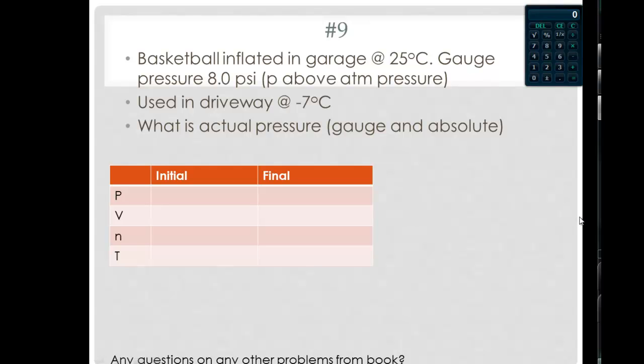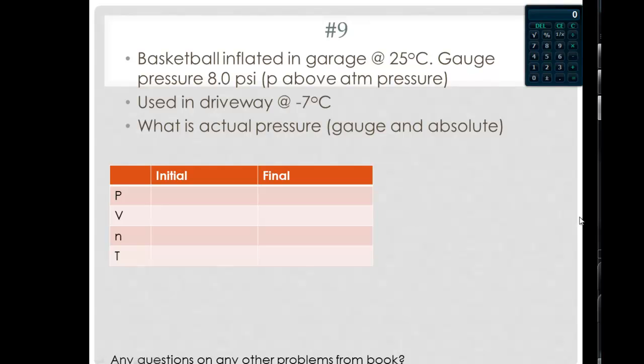This is an example of using the combined gas law in a situation where you're changing conditions. The question says that you have a basketball inflated in a garage at 25 degrees Celsius, and it is inflated to a gauge pressure of 8 psi, and that's the pressure above atmospheric pressure. You then go outside and use it in the driveway to play basketball, where the temperature is minus 7 degrees Celsius. And they want to know what is the actual pressure, which is the absolute pressure, but they also wanted to know what the gauge pressure is.